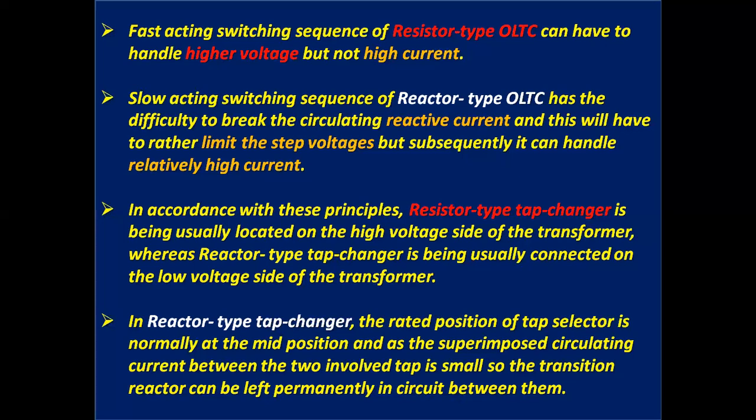In the reactor type tap changer, the rated position of the tap selector is normally at the mid position, and as the superimposed circulating current between the two involved taps is small, the transition reactor can be left permanently in short circuit between them.